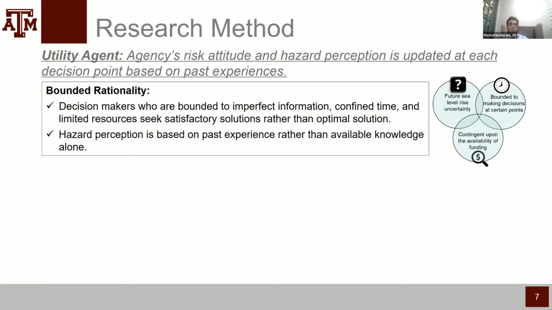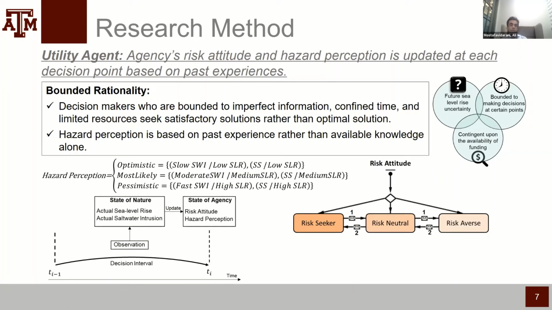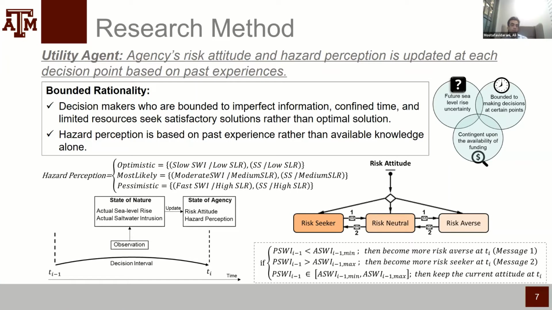So in order to model the decision-making processes of actors, we also have to account for the decision-making behaviors, and we relied on decision theoretic models. And there are two important decision theoretic models that we adopt in this study. One is the theory of bounded rationality, which is under imperfect information and confined time, and really limited resources, actors are looking for more satisfactory solutions rather than more optimal solutions. And that's what essentially bounded rationality is.